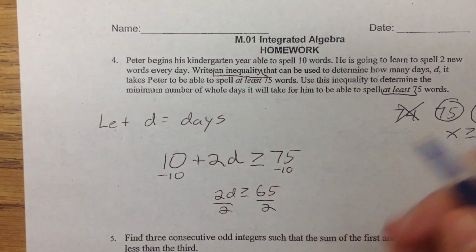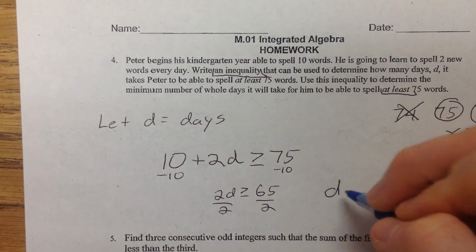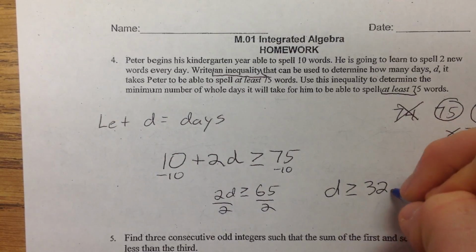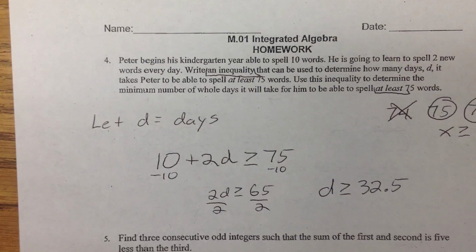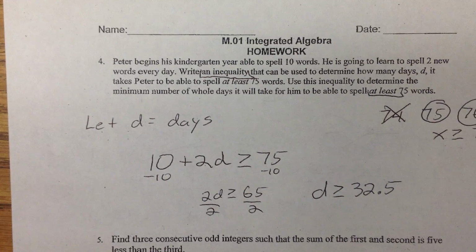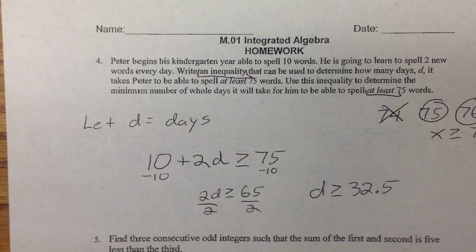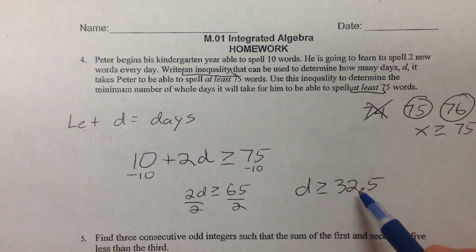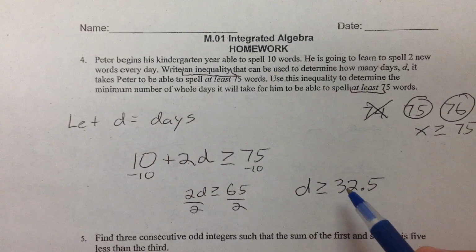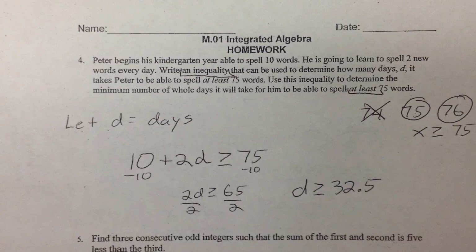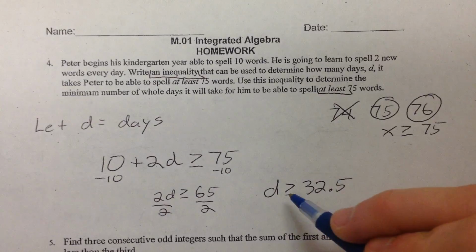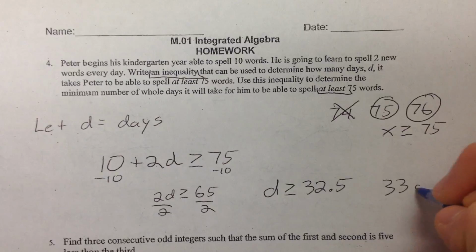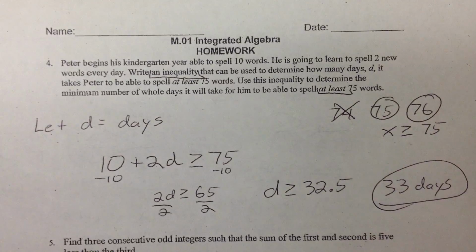Divide by 2, divide by 2. D is going to have to be greater than or equal to 32.5. And then since the problem says the minimum number of whole days it will take for him to be able to spell at least 75 words, we can't do this half day here, so we're going to go up to 33 days because 32 won't quite be enough. It has to be greater than or equal to 32.5, so that would be 33 days.